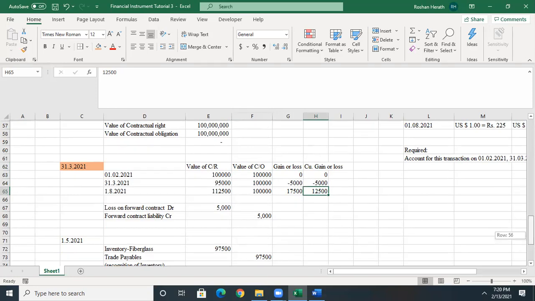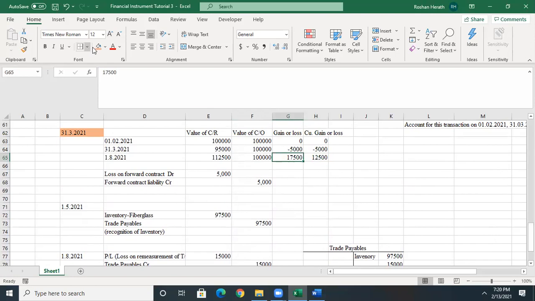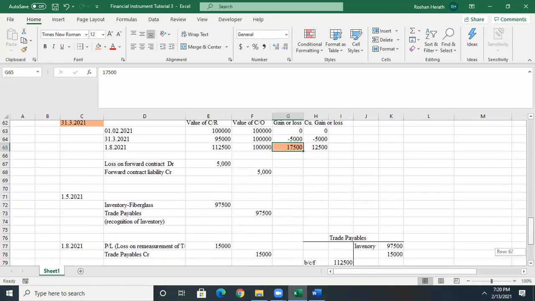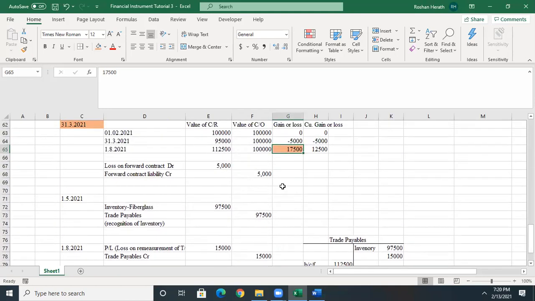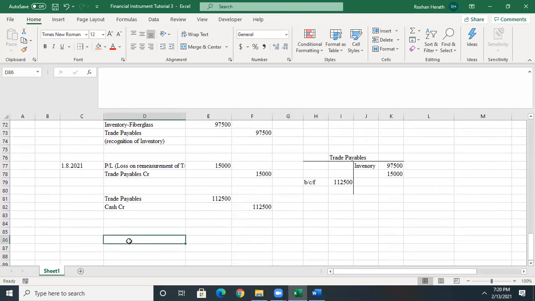Okay. So having taken that, now you can see that the gain or loss you need to now account for is 17,500. Earlier you had recognized a 5,000 loss. It's a kind of contractual liability, and the forward was a loss. Now it's a kind of gain. You can recognize that gain on the forward contract.